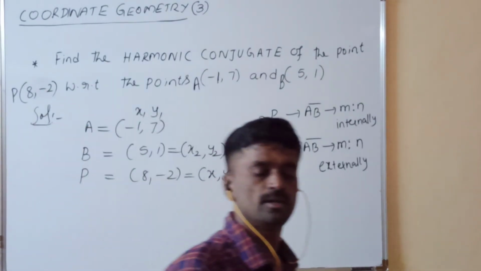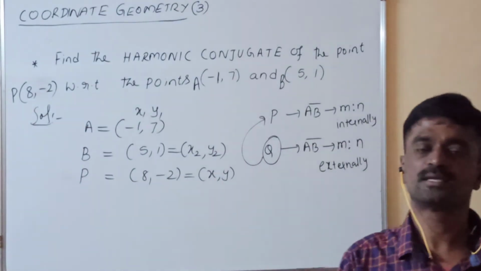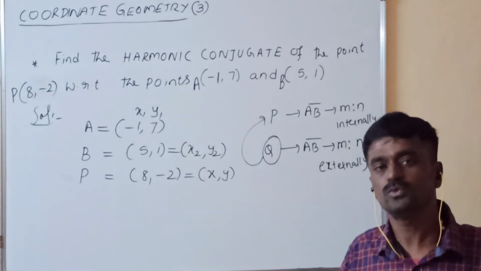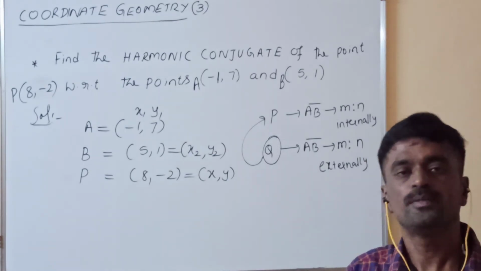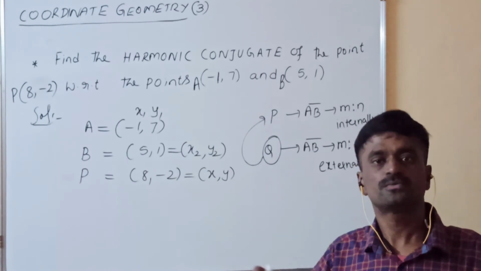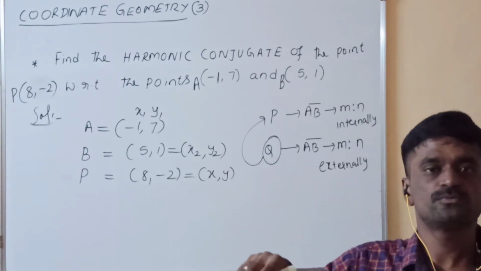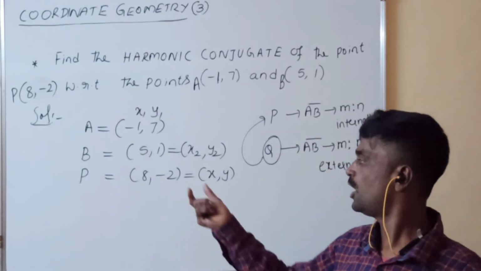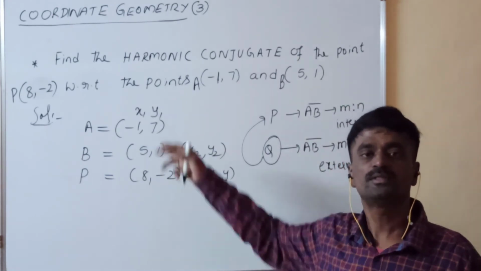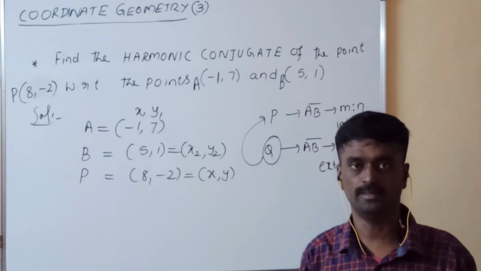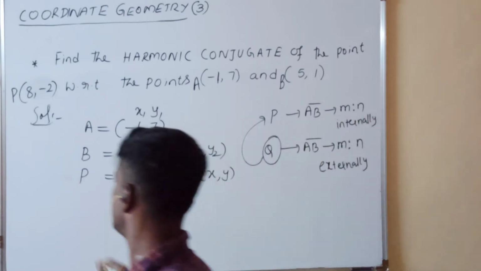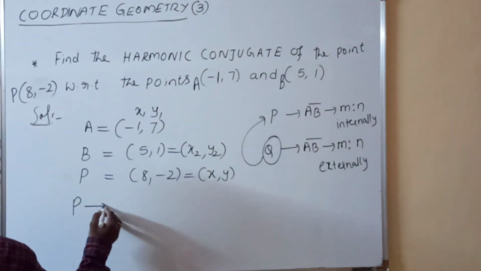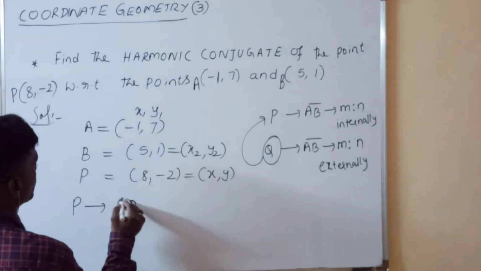So first we are finding in what ratio P divides segment AB. Suppose it is 2:3 externally, then Q point must be 2:3 internally. Now using the section formula we can find the coordinates of Q, and that Q becomes the harmonic conjugate of P with respect to the points A and B. So first I'm finding in what ratio P divides the segment AB.